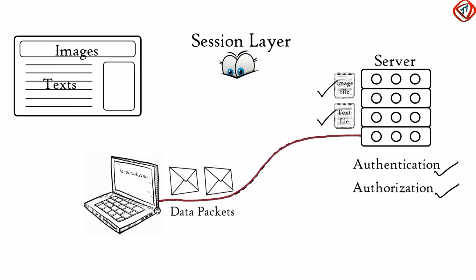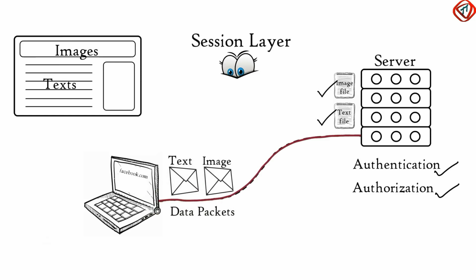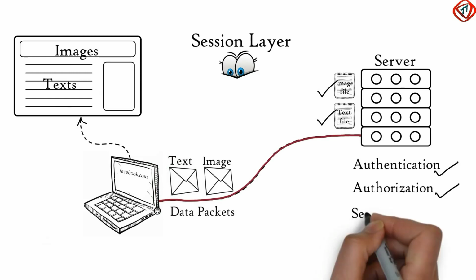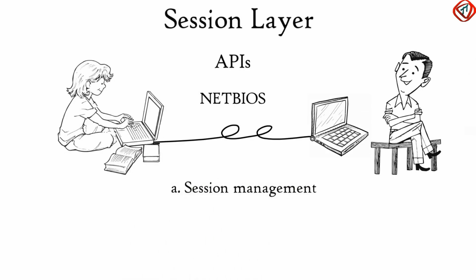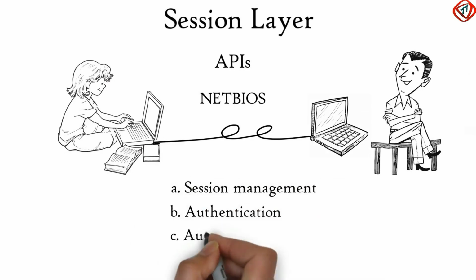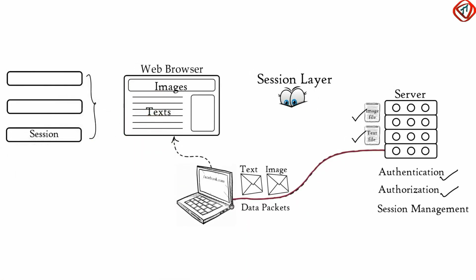Session layer keeps track of which data packet belongs to which file, either text file or image file, and tracks where the received data packet goes. In this case, it goes to the web browser. That is, session layer helps in session management. So, session layer helps in session management, authentication and authorization. Your web browser performs all functions of session, presentation and application layer.